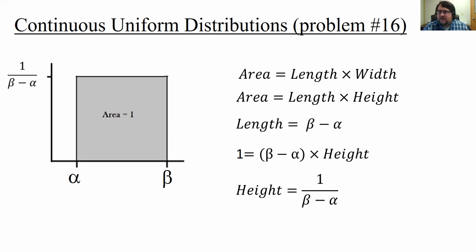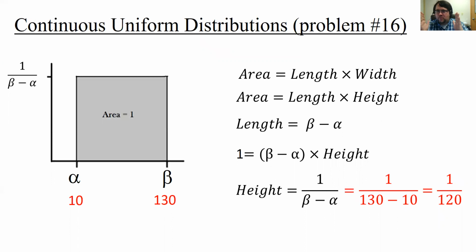So I'm going to do an example here. Again, these are not the numbers in 16. You'll use the numbers actually in 16, but I'm just going to kind of explain how to do this stuff. So let's say the lowest value is 10 and the highest value is 130. I want to figure out what's the height. So I'm going to take 130 minus 10. That means it's 120 long. So the height has to be 1 over 120 to be able to multiply those and get 1 as your area. So it's 120 long. You multiply it by 1 over 120. It's going to give you an area of 1.